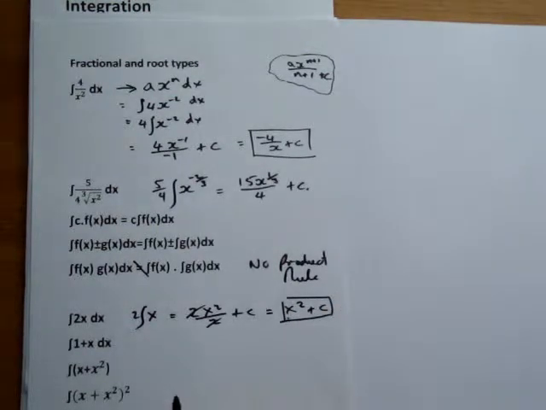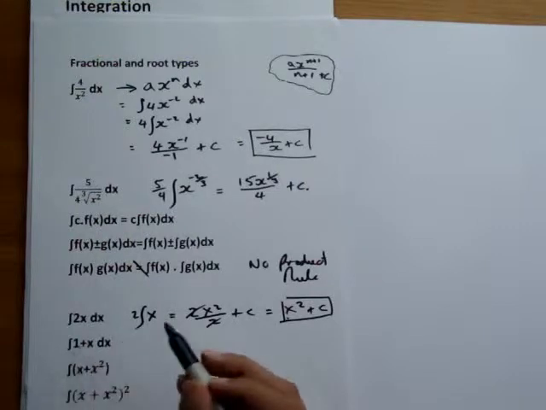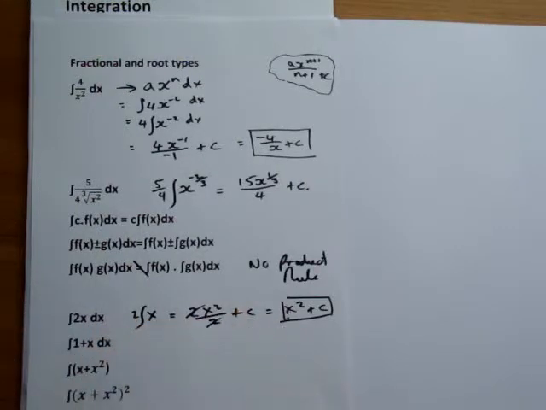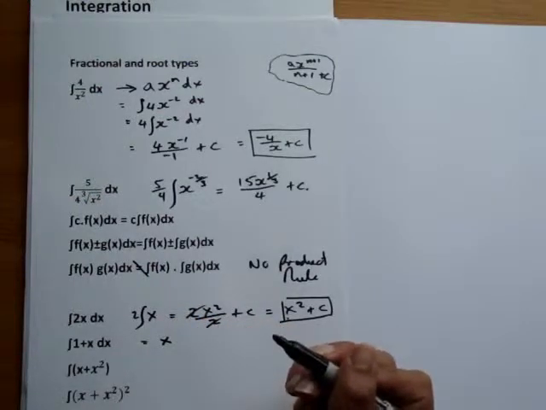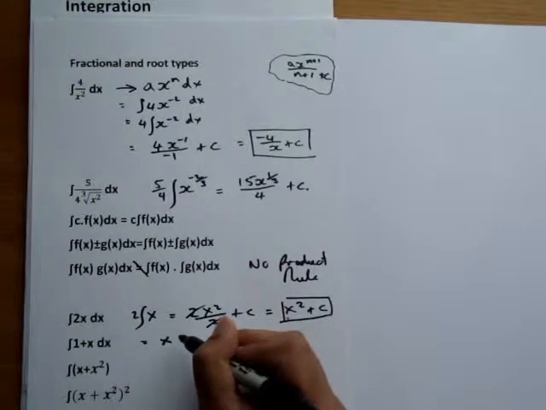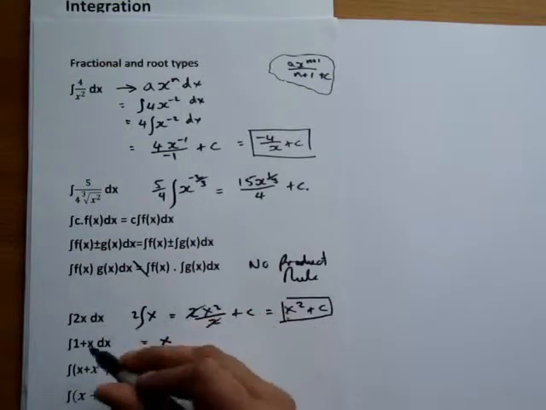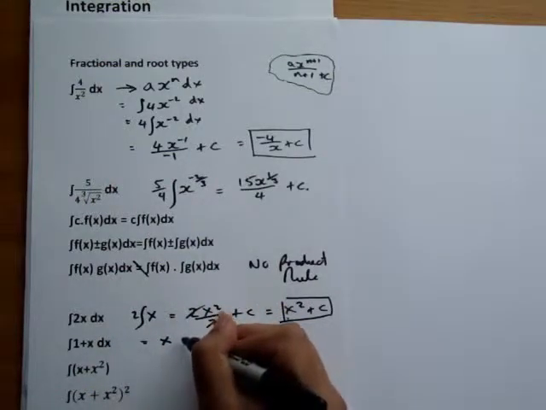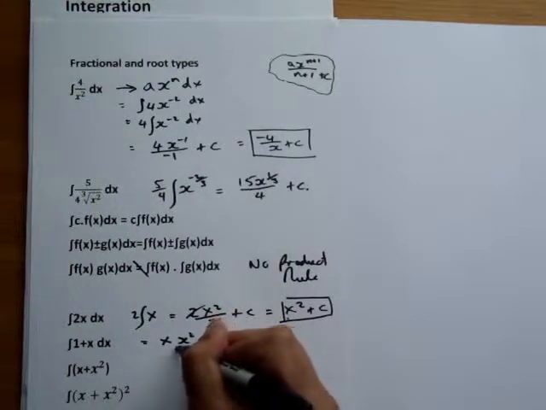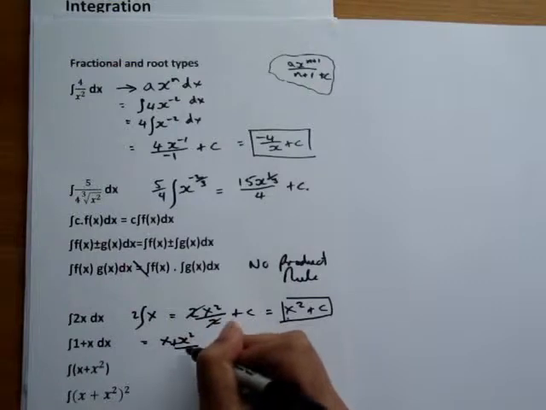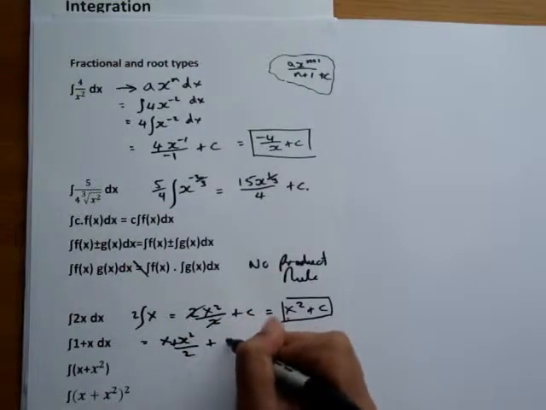Integral of 1 plus x dx. Where we have a 1, we can split this into two, so the integral of 1 dx and the integral of x dx. So this then becomes, the integral of 1 is x, and the integral of x is x squared over 2 plus c.